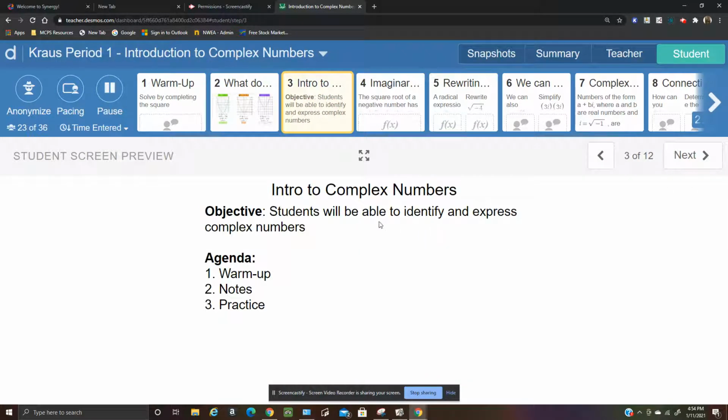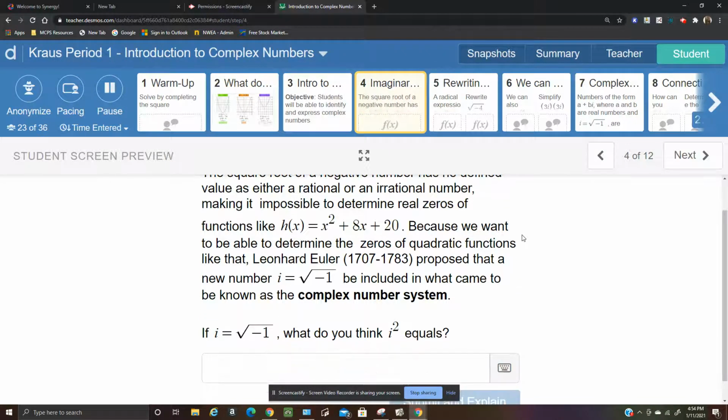Slide 3 is just an information slide. You can do warm-up notes and practice. Slide 4, another information slide.